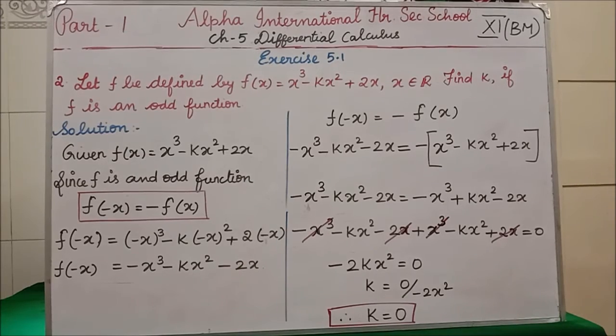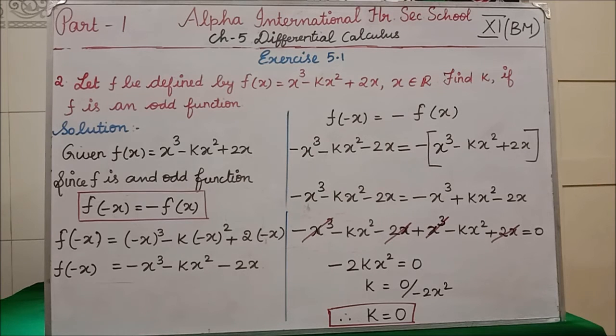Second question. Let f be defined by f of x equal to x cube minus kx square plus 2x, x belongs to capital R. What do you mean by capital R? Capital R is nothing but the real numbers. Find k if f is an odd function. They have given f of x and they say that f of x is an odd function. With that we have to find the value of k.